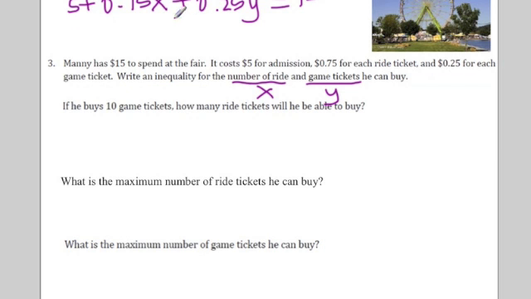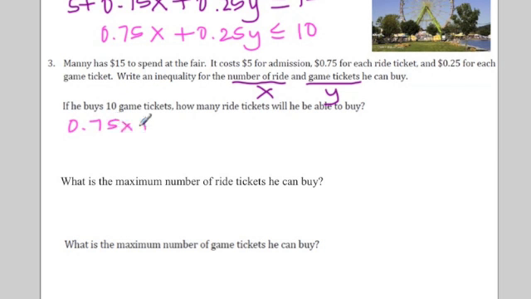So let's go ahead and simplify this a little bit. Let's move my 5 to the other side. So I really have 0.75x plus 0.25y is less than or equal to, if I subtract 5, $10. So really he only has $10 to spend on tickets. So if he buys 10 game tickets, how many ride tickets will he be able to buy? My game tickets are y, so I'm going to plug 10 in for y. So I would have 0.75x plus 0.25 times 10. That has to be less than or equal to 10.